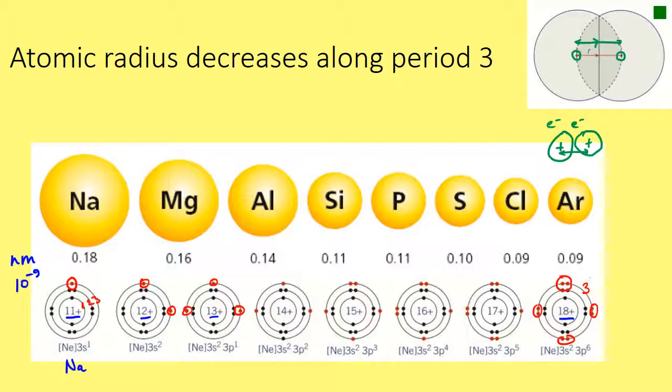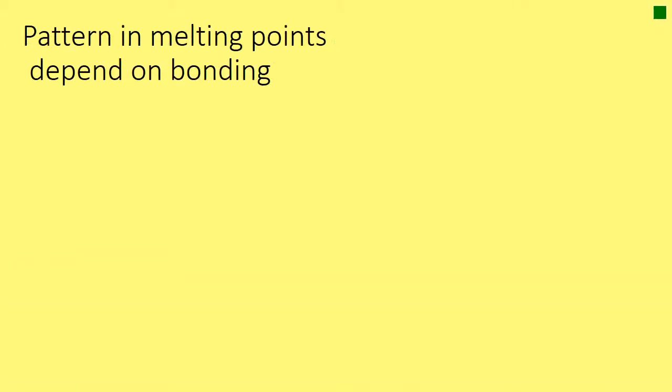All right, so the explanation of the decrease in size of the atomic radius is that the nuclear charge increases as you go along the period. However, the electrons are added into the same shell, the third shell, in this case in period 3. So there we have it. We can move on to another trend now.